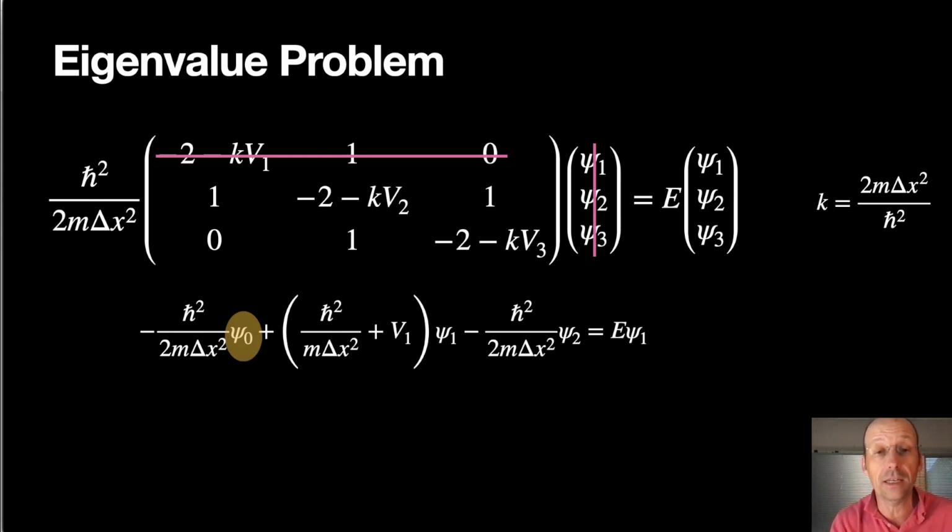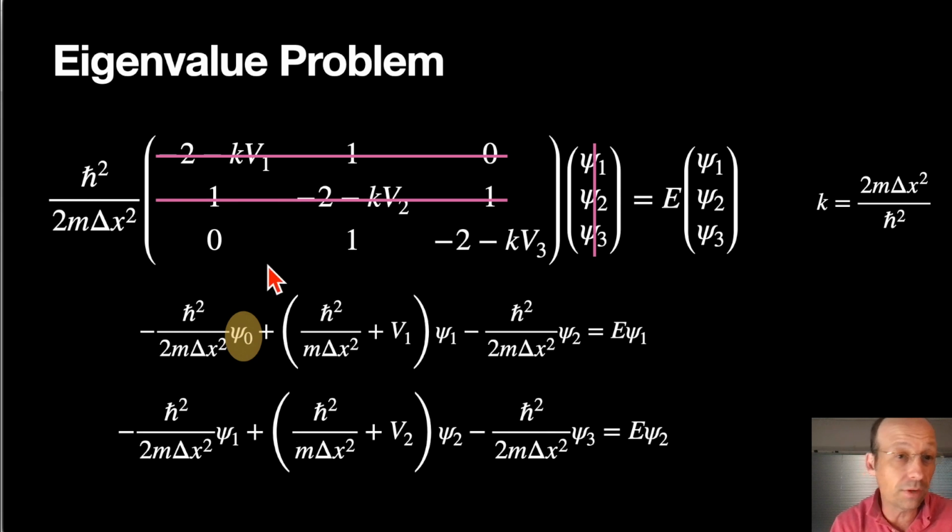Because that term's set. Now, if I do the next row, we're going to take this row times that column, and I get this one. Now, that one works, right? Because I have 1 times psi 1, this thing times psi 2, and that times psi 3. And then we could do the same thing for the last one. But this is our eigenvalue problem.